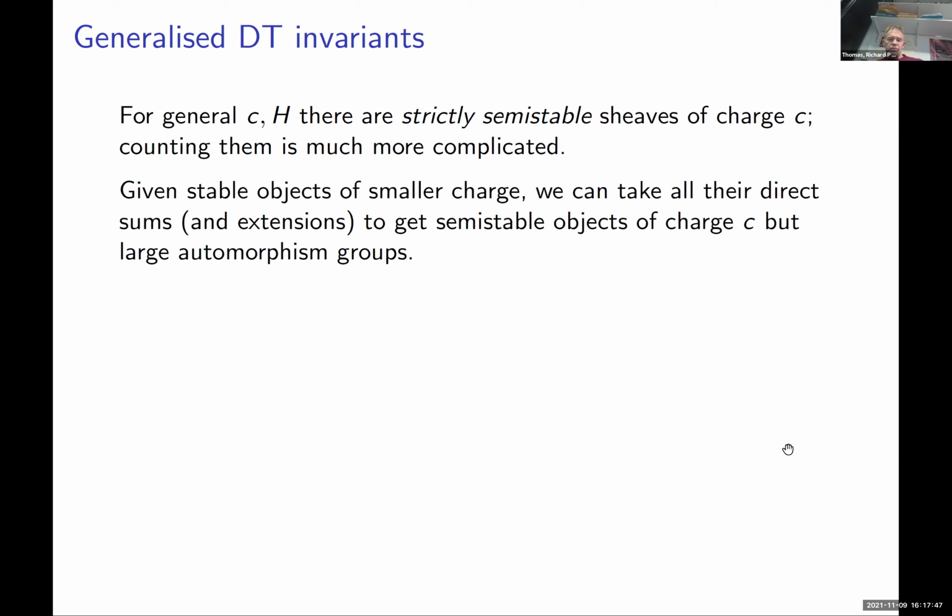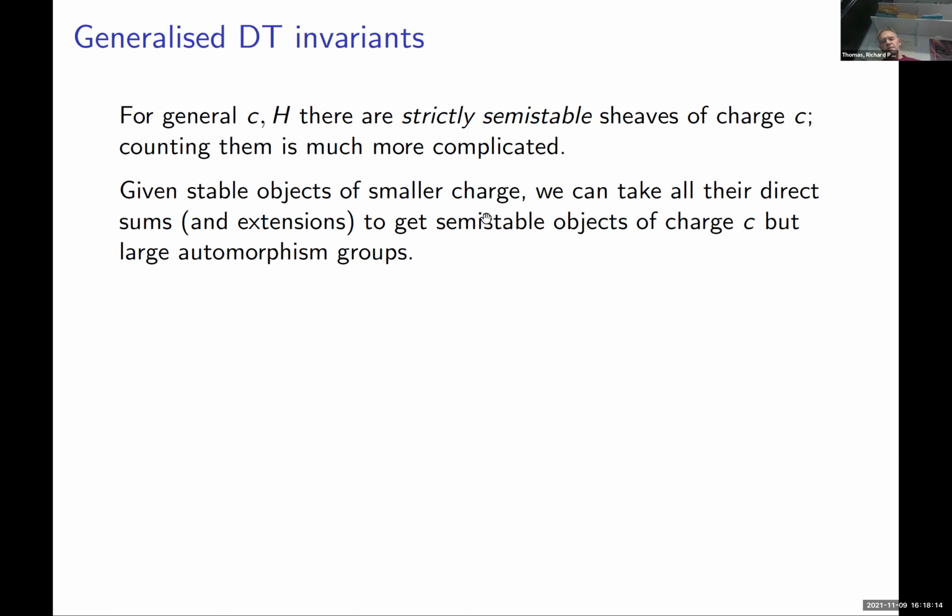So Joyce and Kontsevich-Soibelman found a way of doing this. So yeah, I should explain first. Suppose you have a stable object of smaller charge, like say C/2. Then you could take a direct sum of it with itself or with another object of charge C over 2, and extensions, self-extensions, to get semistable objects of charge C, but with larger automorphism groups.